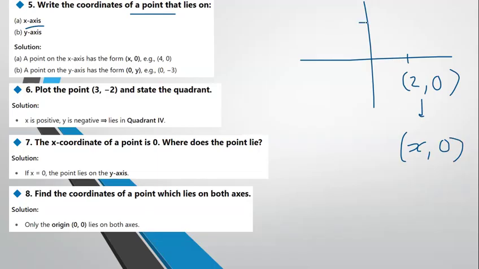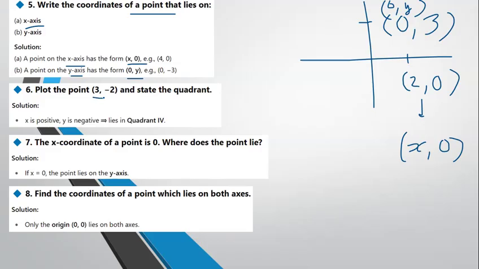Similarly, if I take any point on the y-axis, then the x coordinate will obviously be equal to 0 only. And if I take the y coordinate as 3, suppose, this point will be of the form (0, y), because y can be 1, 2, 3, 4, any number. So if a point lies on the x-axis, then it will be of the form (x, 0). And if the point lies on the y-axis, then it will be of the form (0, y).